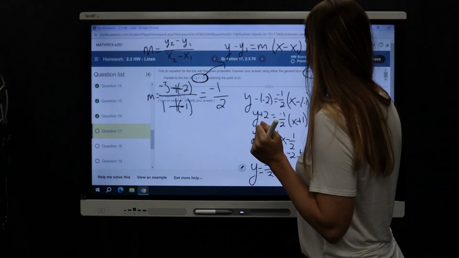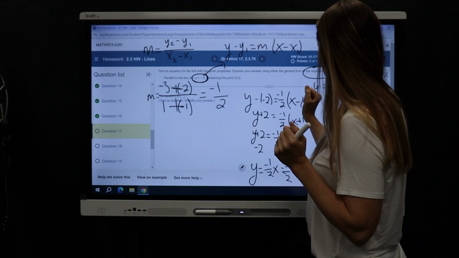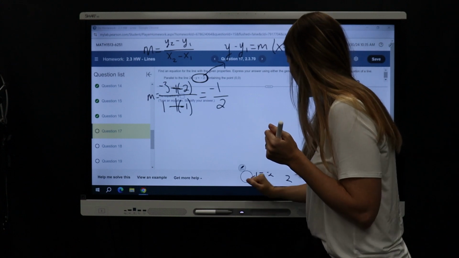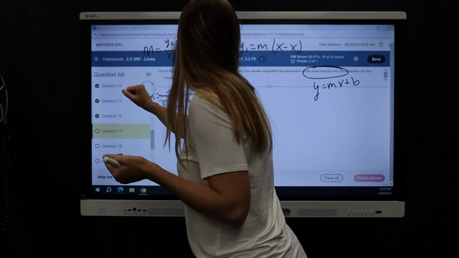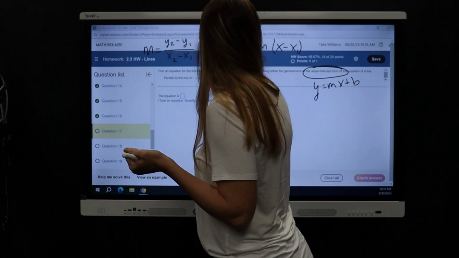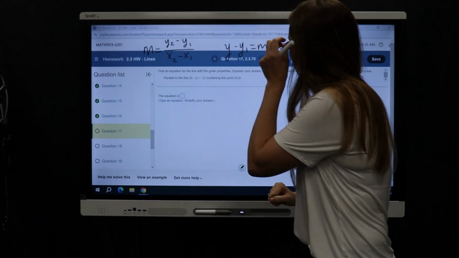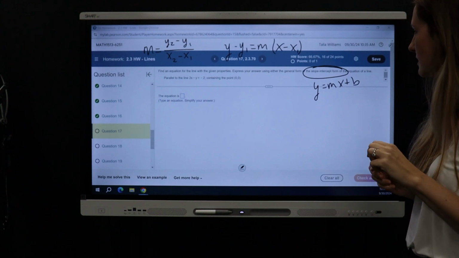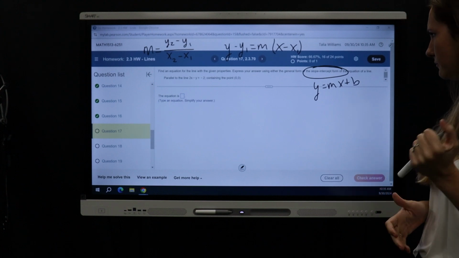Okay, let me see what I can get. Since it gives us slope-intercept form here, I'm going to leave it. Let's go ahead and get rid of some of this. Oh no, we won't have the same slope. Okay. Now I have my slope, my point slope, and my slope-intercept up here. Let's see what they're asking for.